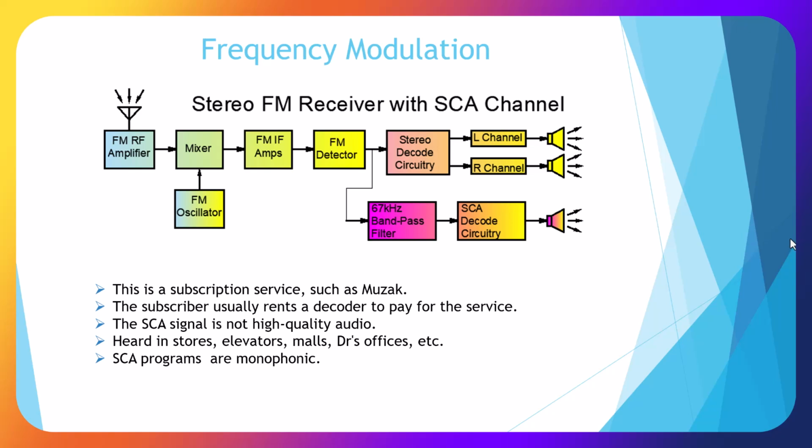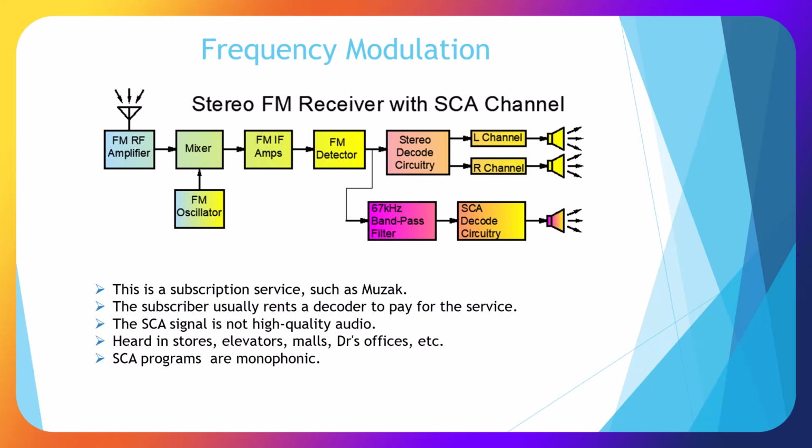Here we have another type of frequency modulation. This is a stereo FM receiver with an SCA channel, and the SCA is Subsidiary Communications Authorization. So what this is used for is a subscription service such as Muzak. The subscriber needs to rent a decoder and pay for the service. The SCA signal is not high quality, which is okay because it's played in elevators, malls, and doctors' offices. So this is elevator music. SCA programs are mono.